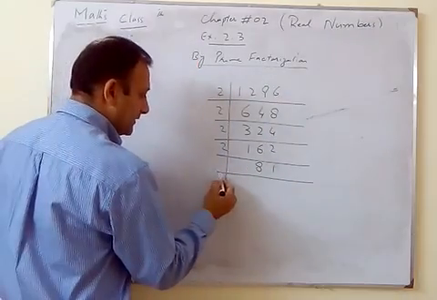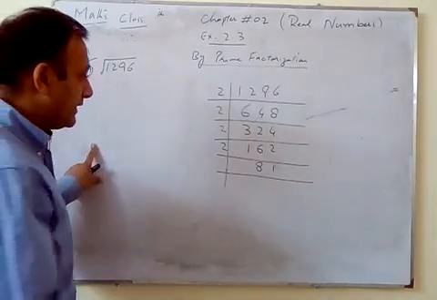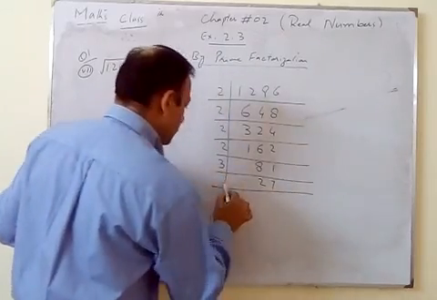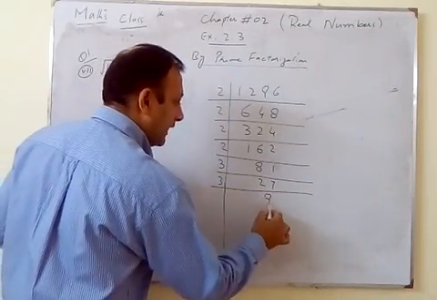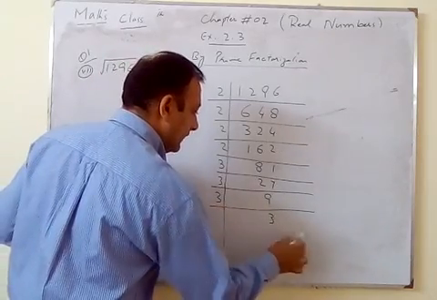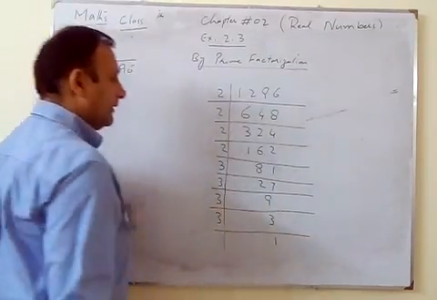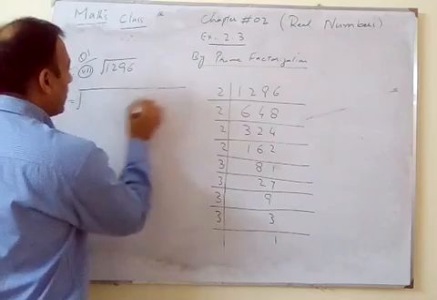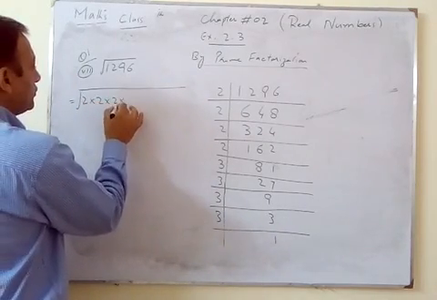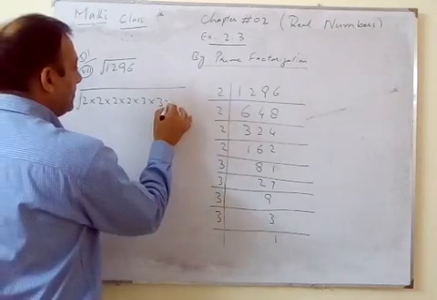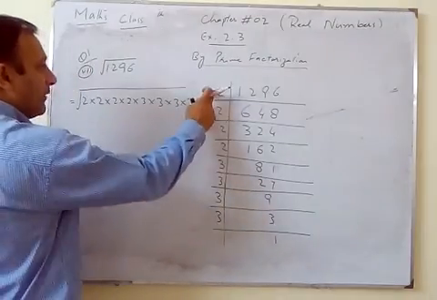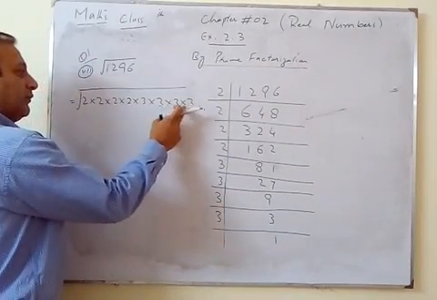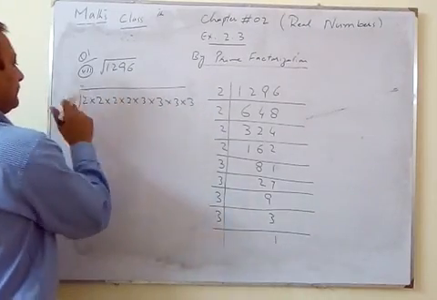Again, it is not possible to divide 81 by 2, so we take 3: 27. By 3, 9. By 3, 3. 3, 1. So all these are the prime numbers. So square root of 2, 2, 2, 2, 3 multiplied by 3, multiplied by 3, multiplied by 3. 4 times 2 and 4 times 3. So make the pairs.